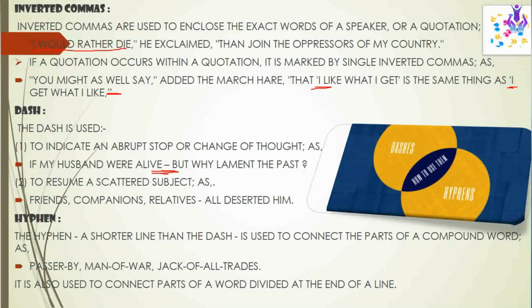The next one is the hyphen. Like the dash, we can say the dash is a long line and the hyphen is a small line. The hyphen, a shorter line than the dash, is used to connect the parts of compound words. When we join certain compound words, we put a hyphen between them. I also told you in the noun lecture about hyphenated compound nouns, in which a hyphen comes: passer-by, man-of-war, jack-of-all-trades. It is also used to connect parts of a word divided at the end of a line.